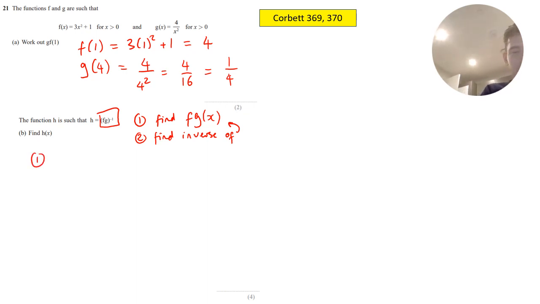Let's start off with g of x, which is 4 over x squared. Now I'm going to do f of 4 over x squared.